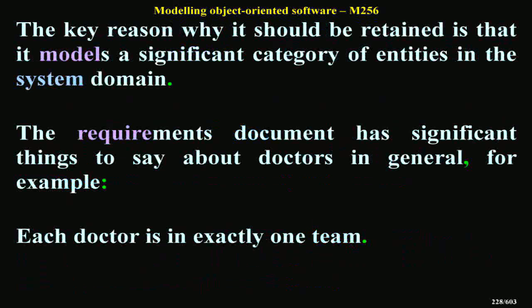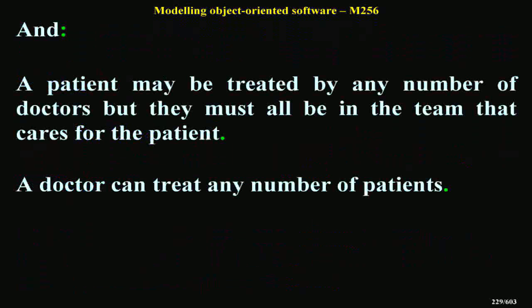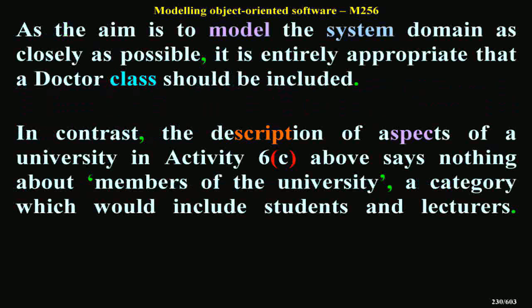For example, each doctor is in exactly one team, and a patient may be treated by any number of doctors, but they must all be in the team that cares for the patient. A doctor can treat any number of patients. As the aim is to model the system domain as closely as possible, it is entirely appropriate that a doctor class should be included.